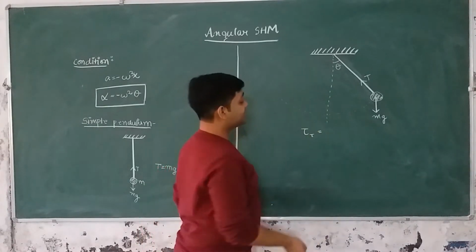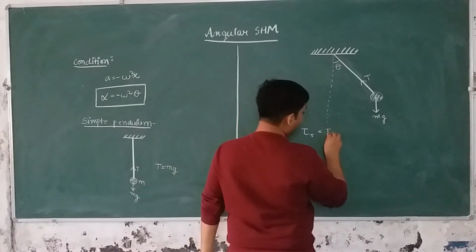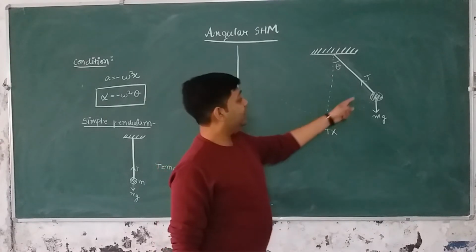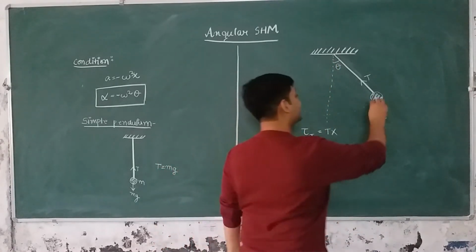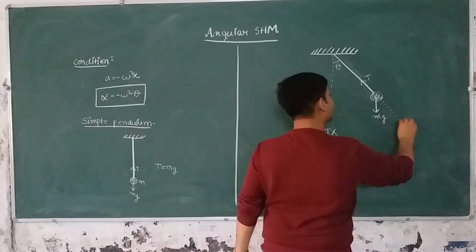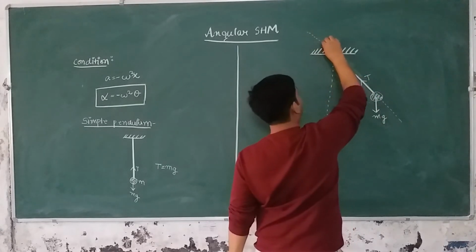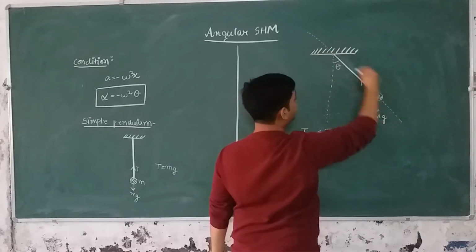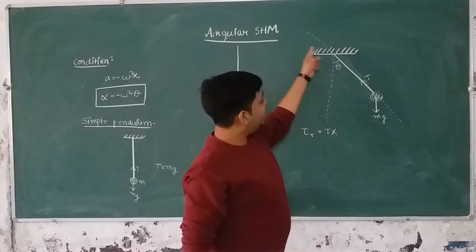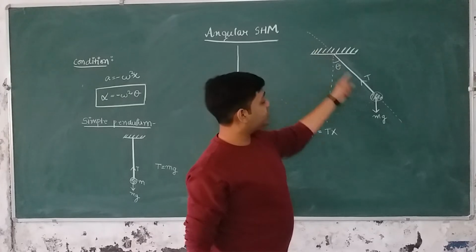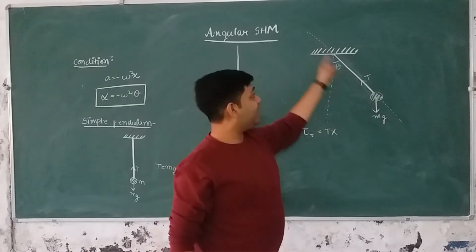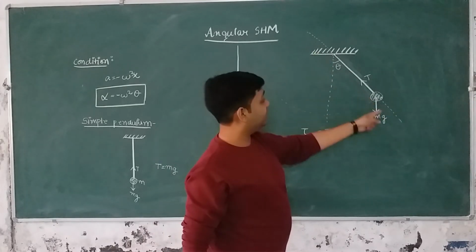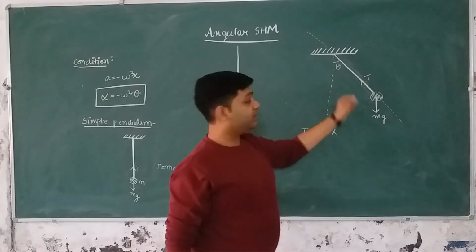So here T is the force, right? And what is its perpendicular distance from the axis of rotation? So this is the line of action of tension force, right? That means along this line the tension force is acting. This is the line of action of force, right? So this is called the line of action of tension force.